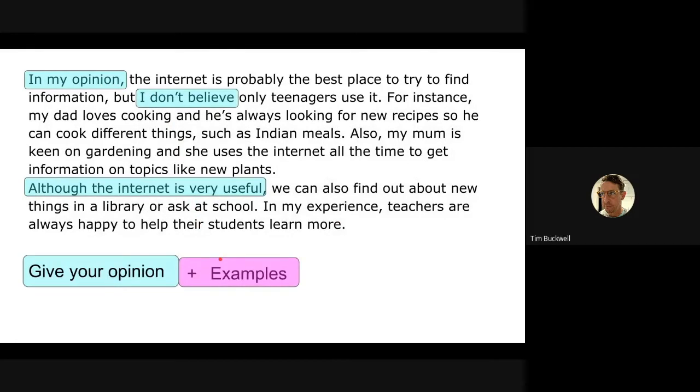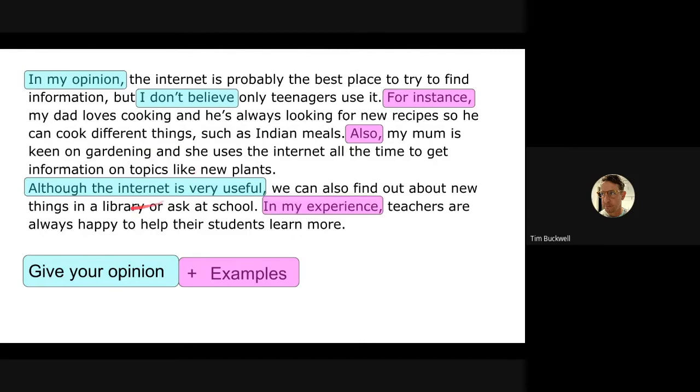In my opinion, the internet is probably the best place to try and find information, but I don't believe only teenagers use it. This is his opinion, and now we see the example. For instance, my dad loves cooking, and also my mum is keen on gardening. So we have one opinion. He doesn't believe that only teenagers use the internet. And then he gives two examples. My dad's always looking for recipes, and my mum's always keen on gardening. So an opinion and an example.